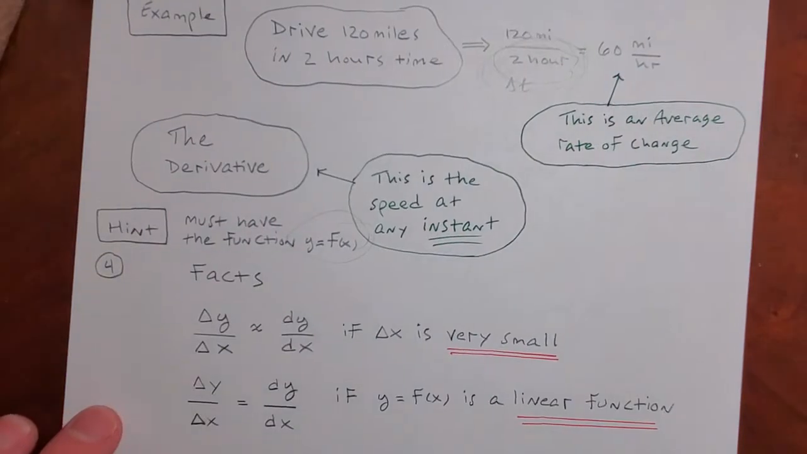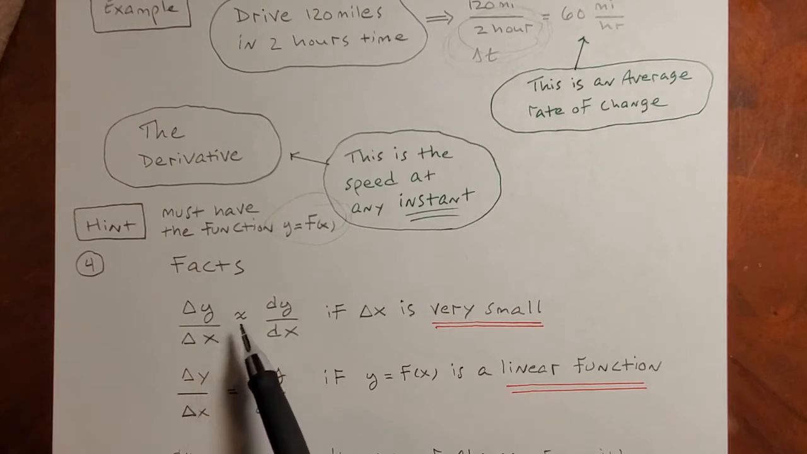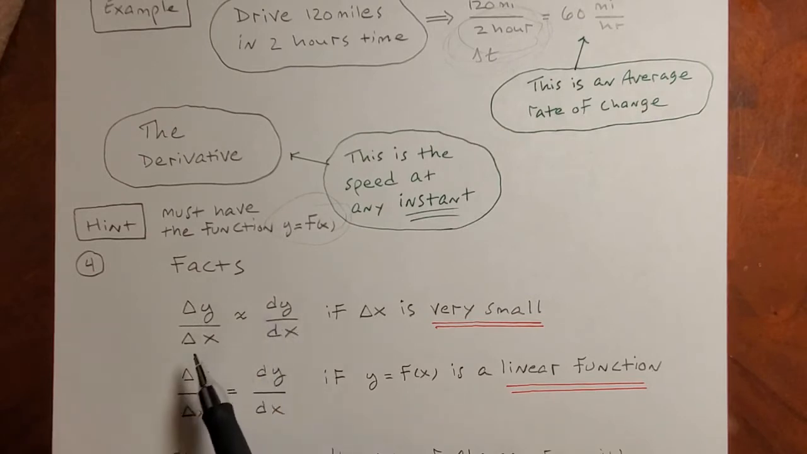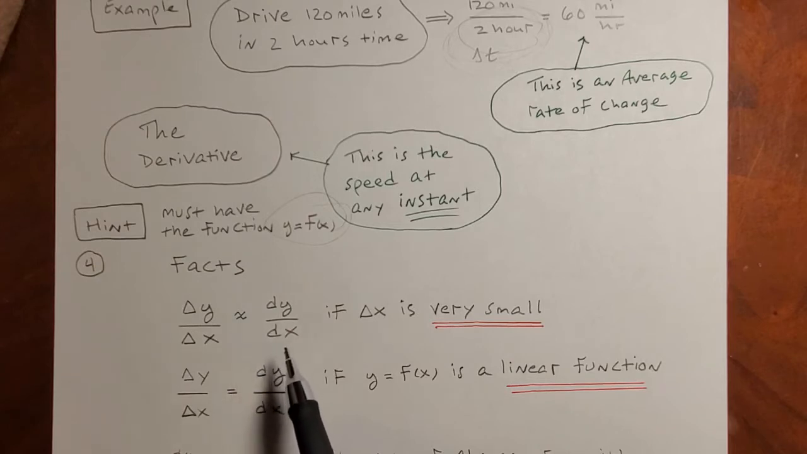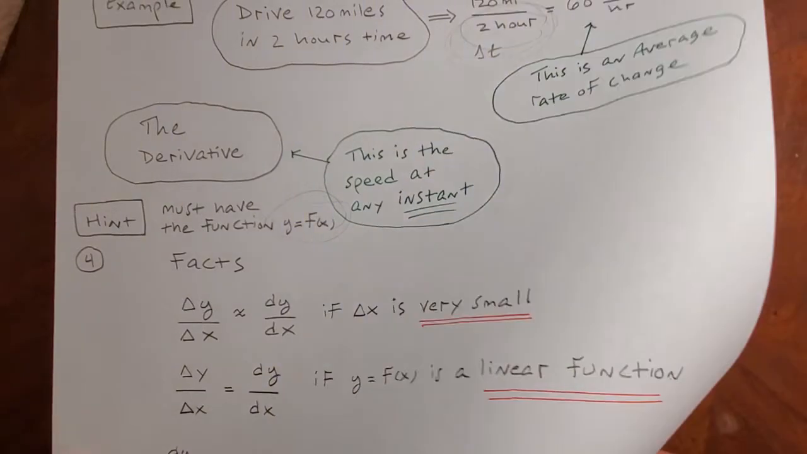So now for some facts. As I've mentioned, delta y over delta x is approximately equal to dy over dx. The average is roughly equal to the instantaneous rate of change if delta x is very small. But the average rate of change is perfectly and exactly equal to the derivative if that original function is linear, meaning if you drew the graph of y equals f of x and it was a line, if x, the variable, has the first power, then the average is equal to the derivative. It's equal to the instantaneous rate of change.